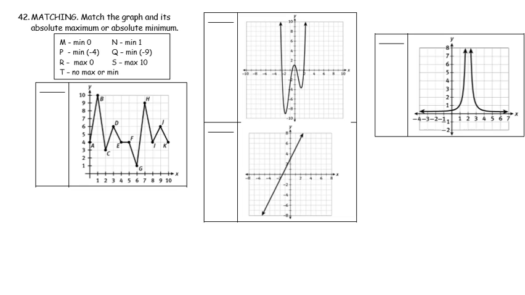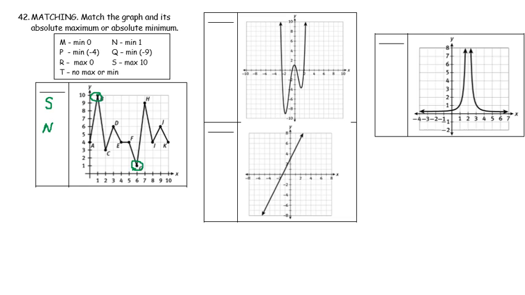Number 42, match the graph to its absolute max or absolute min. So absolute max means it's the highest point on the graph. Okay, so we're looking for the highest point on the graph and then the lowest point on the graph. Let's look at this first one over here, and we see that the highest point is right here, which is 10. So it's got a maximum of 10, which is S. It also has a minimum point right here, of 1. So minimum point would be N. So this one has S and N.